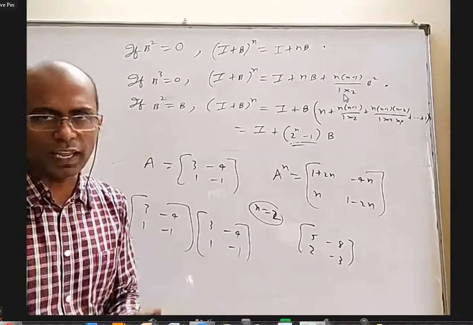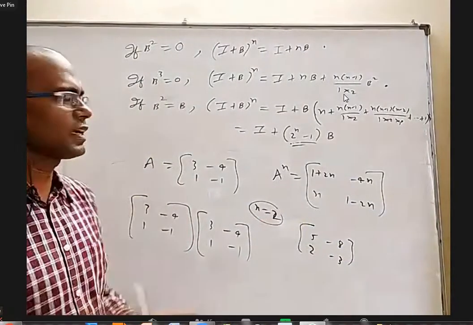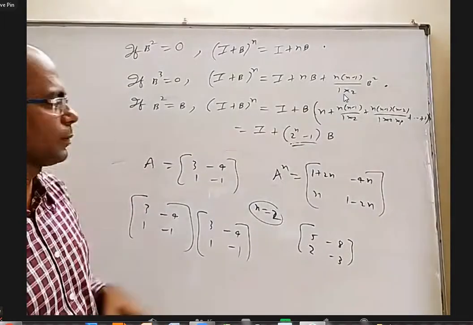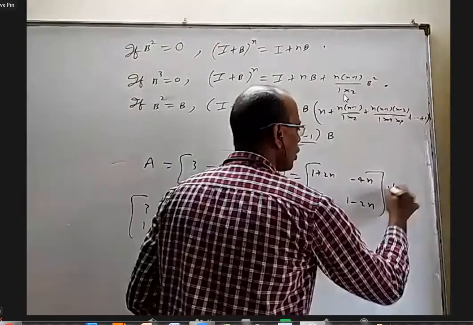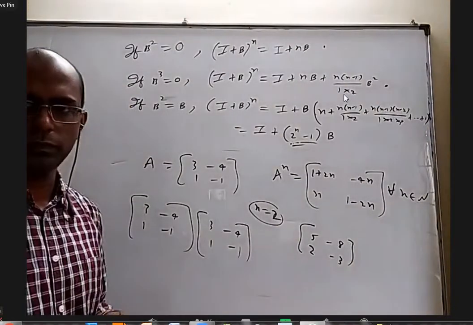Let's say I find a cube, I put n equal to 3, it's coming correct. Let's say I find a power 4, I put n equal to 4, it's coming correct. Now tell me, if I want to show this for all natural numbers, till where should I do it?